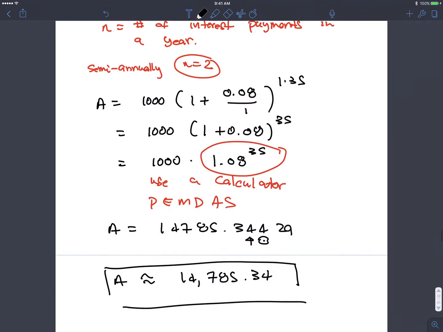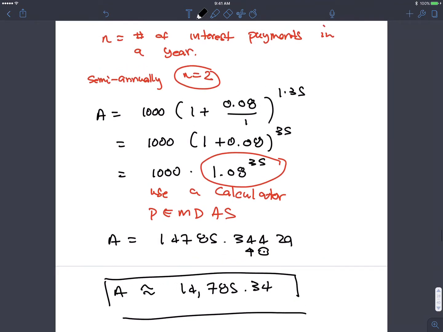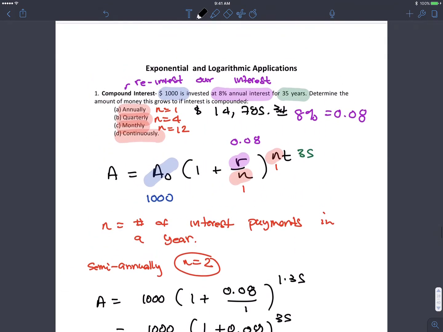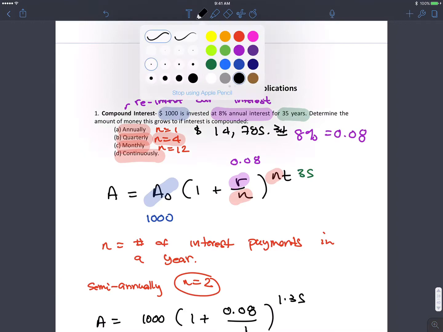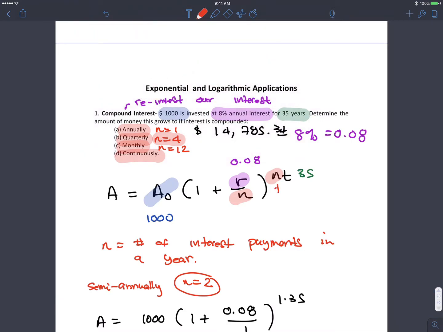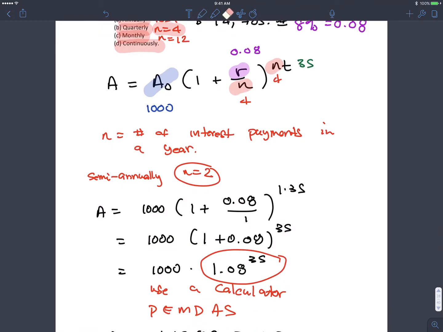Okay? Now, let's do the same kind of calculation here. And I'm going to do the same work, same calculation, but this time we're going to compound our interest quarterly. Now go back here. That means we get 4 interest payments in a year. So I'm going to have to change this value down here. Change N. Now N is going to be 4. So all of this is going to change here. And let me remove this.